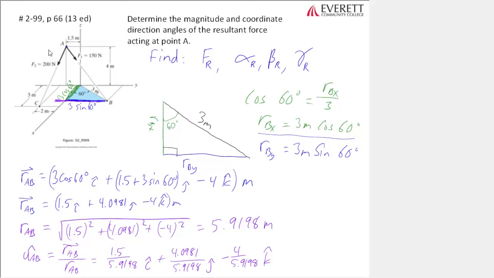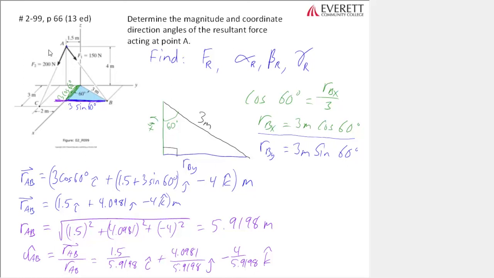Okay, so looking at it, if I'm walking from A to B, I have to go along that green line, which I solve for right here to be 3 cosine 60. Then I have to go along the purple line in the y direction, which is 1.5 plus 3 sine 60. And then I go down 4. That's my position vector. Then I found the magnitude and divided by it.